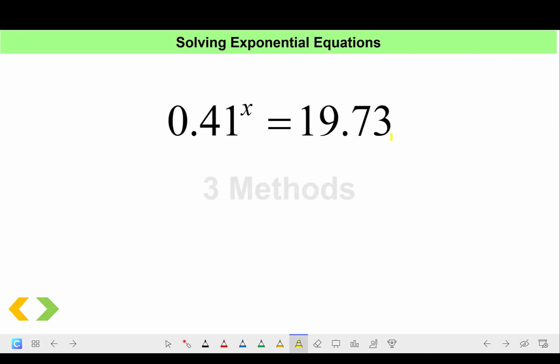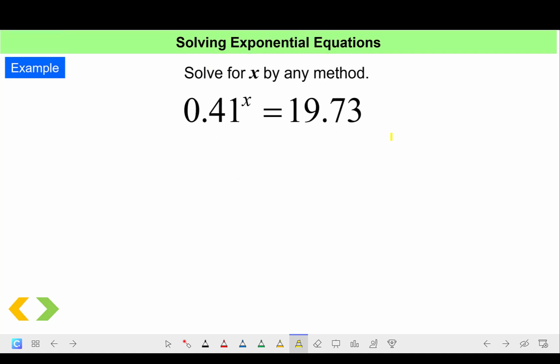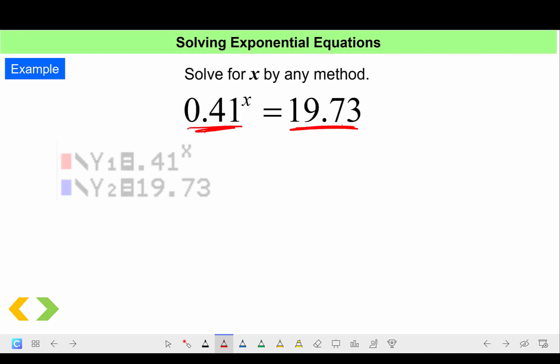Well, we're going to talk really briefly about three methods, but we're going to focus on one algebraically that I'm going to recommend for most problems. Okay, so one method that we've already done is by graphing each of these as a function. This is a function, and this is a function, and then finding where those two graphically intersect.